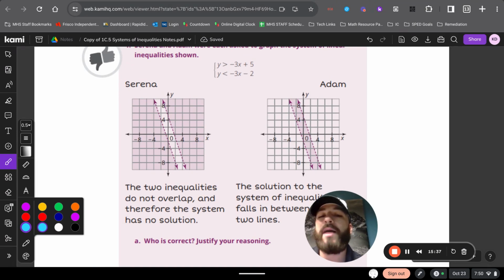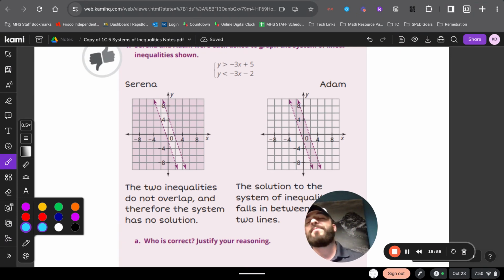That's going to be this top equation on both graphs, and we are greater than. So we should be shading above that graph. And then y is less than negative 3x minus 2. That's going to be our lower equation, and it's less than, so we're shading below. So between Serena and Adam, I would definitely say that Serena has the correct solution.